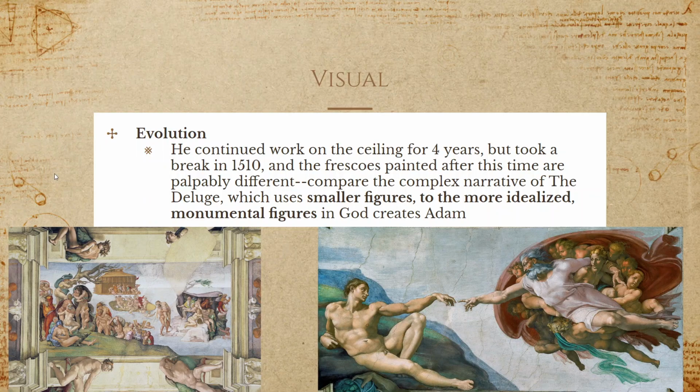As the work evolves, there's Deluge, there's Creation of Adam. He's painting for 4 years. He does take a break in 1510. And the frescoes after that time, super different. So this is before 1510, this is after 1510.